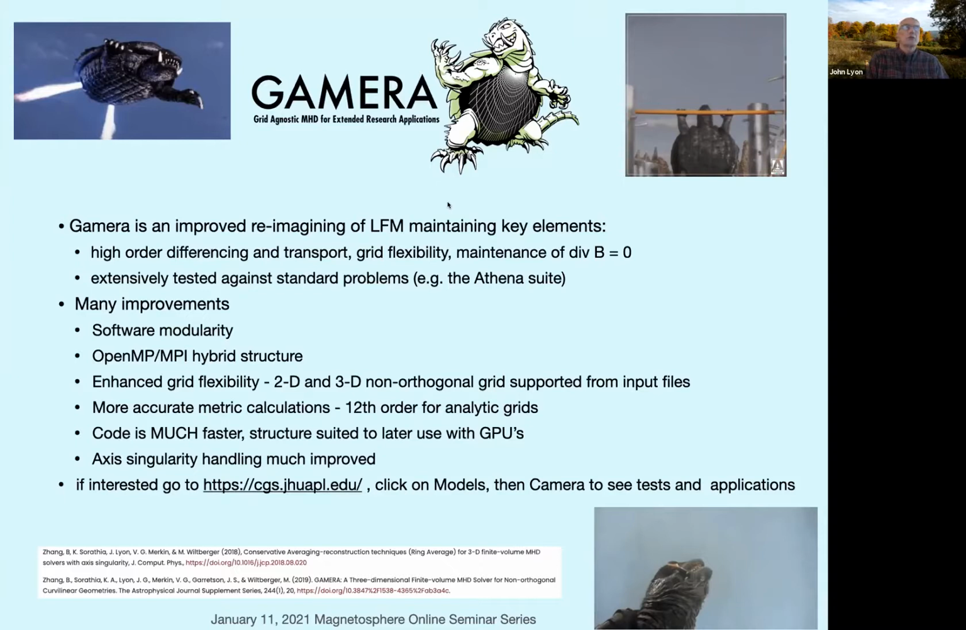It's also set up in a way that the structure is suited so you can use coprocessors. The most common one these days is a GPU. The axis singularity: since we use a quasi-spherical grid, we have a singularity along the axis, which we average on, and that's been much improved.